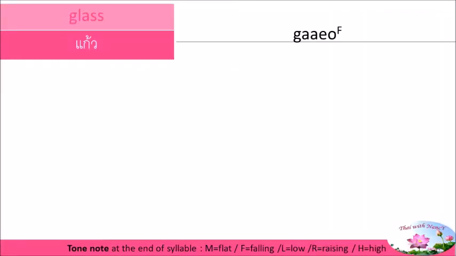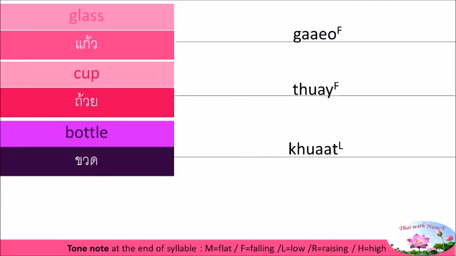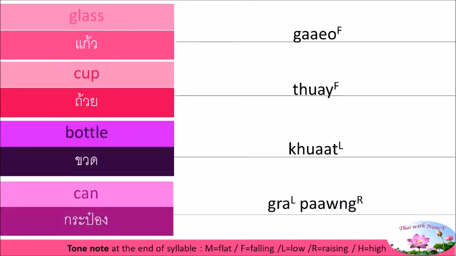Glass. แก้ว. Cup. ถ้วย. Bottle. ขวด. Can. กระป๋อง.